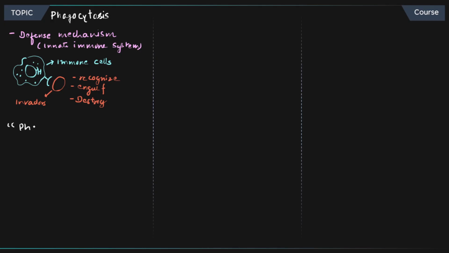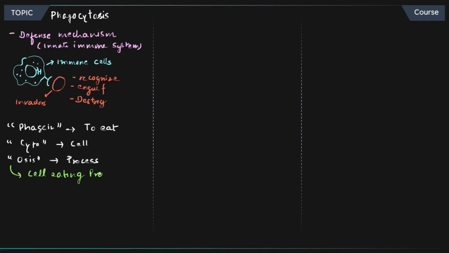The word is made up of different parts. The first one is phagin, meaning to eat. The second part is cyte, which is cell. And osis means process. I'm just breaking it down. So essentially phagocytosis is a cell eating process, because this is the literal meaning of phagocytosis.